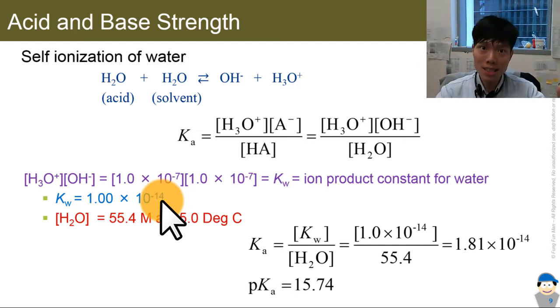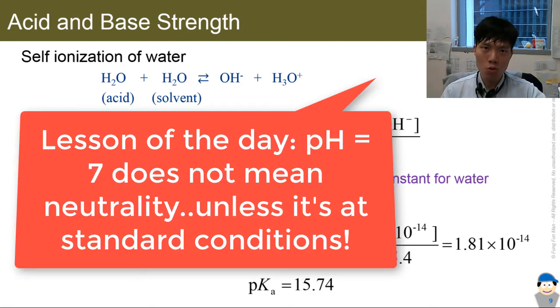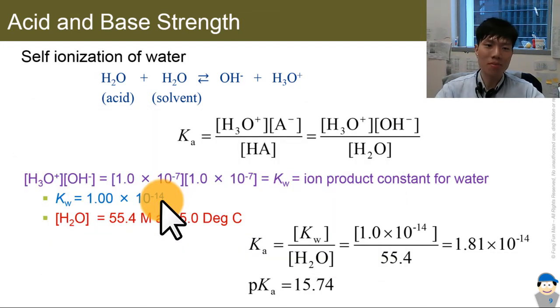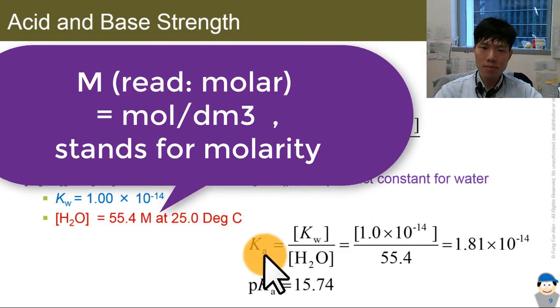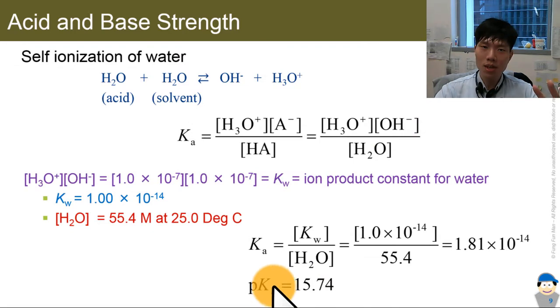Water is neutral, but this is only true if you're having RTP. If you go to extremely high temperature or low temperature, then the neutrality point will change. It's no longer pH 7. So I cannot make a statement and say that any solution with pH 7 is neutral. That's a fallacy because you didn't tell me what are the external conditions. Now the concentration of water is 55.4 molar, capital M means mole per dm cube, at RTP. Okay, you do some math here and you get pKa equals 15.74.